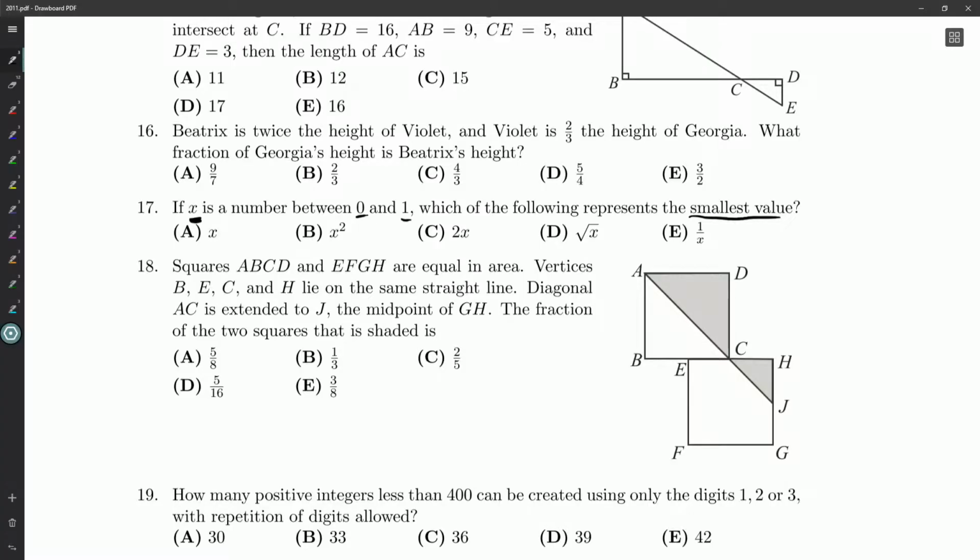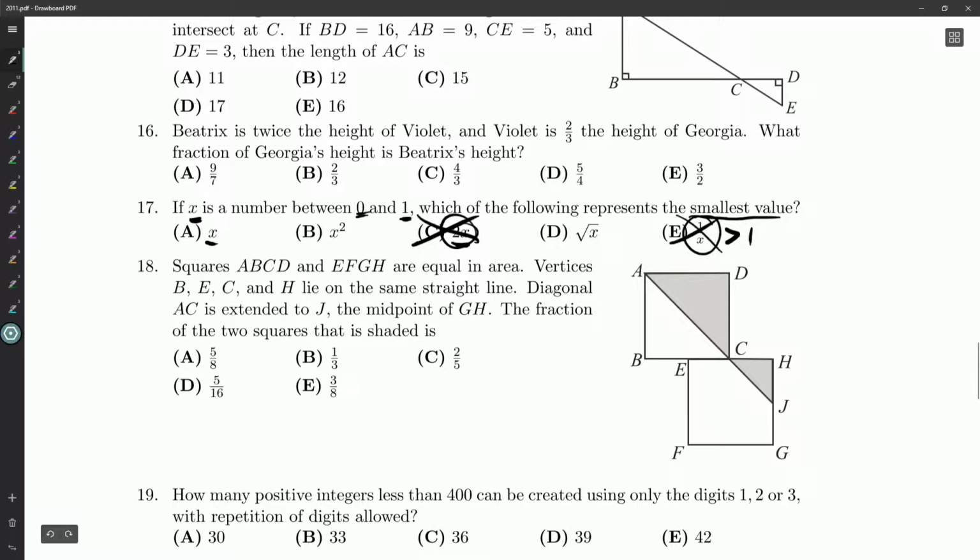Look at our possibilities. For example, between x and 2x, well, doubling always makes a number bigger, so 2x can be ruled out. Okay? If your number's between 0 and 1, 1 over x, well, think about a half. 1 over a half becomes 2. This will become greater than 1. So it's way too big, much bigger than x.